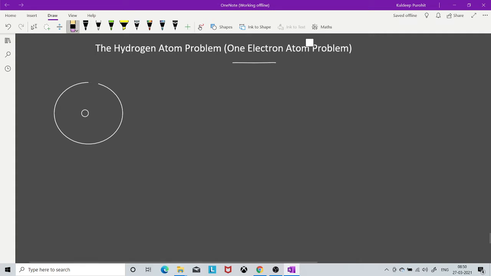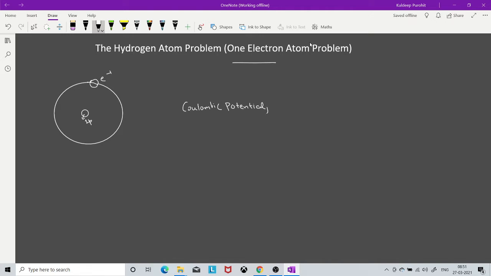So there is an electron which is orbiting. There is a nucleus, and inside this nucleus there is one proton, and this electron is revolving around this nucleus. Since it is an electron and this is a proton, there will be a coulombic attraction. So there is a coulombic potential.